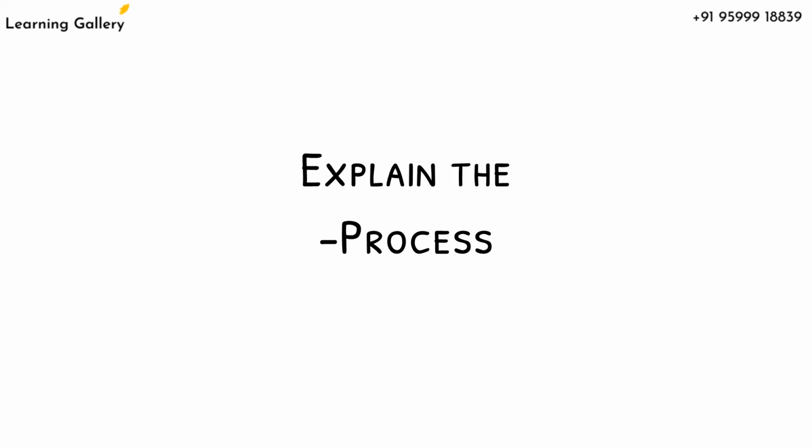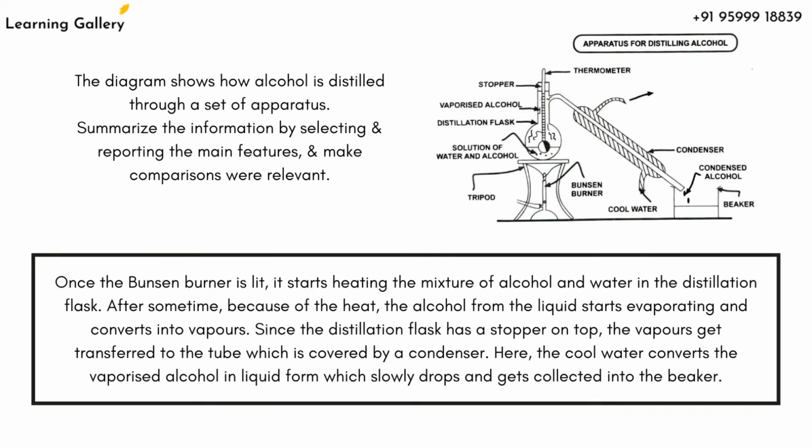Once the Bunsen burner is lit, it starts heating the mixture of alcohol and water in the distillation flask. After some time, because of the heat, the alcohol from the liquid starts evaporating and converts into vapors. Since the distillation flask has a stopper on top, the vapors get transferred to the tube, which is covered by a condenser. Here the cool water converts the vaporized alcohol into liquid form, which slowly drops and gets collected into the beaker.